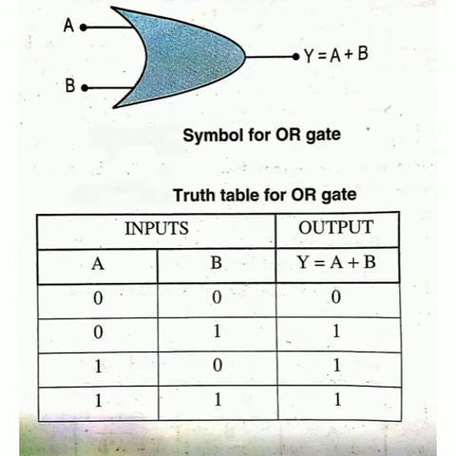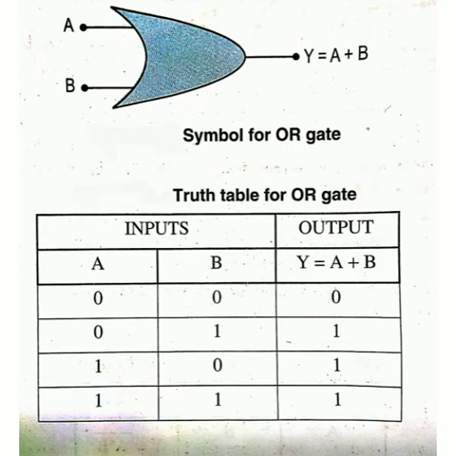Now the OR gate. The OR gate is also used in electronic circuits which have two or more inputs and only one output. This is the symbol of the OR gate. The equation is Y is equal to A plus B. This plus sign indicates the OR operation.